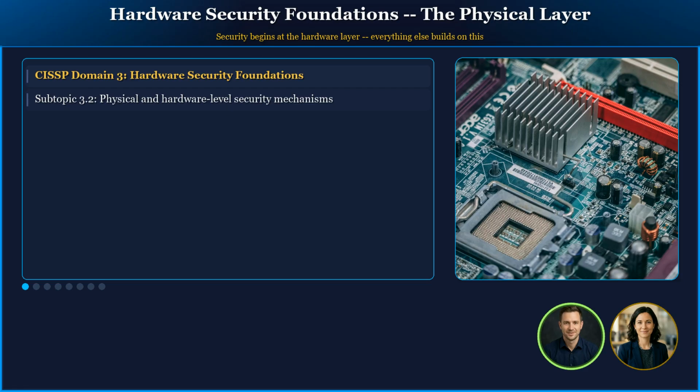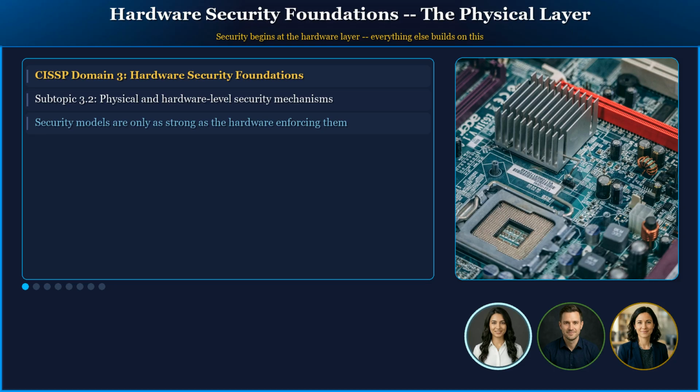Think of it this way: software can lie to you. Software can be corrupted, patched by an attacker, or replaced. Hardware security mechanisms are much harder to subvert because they operate below the software layer.